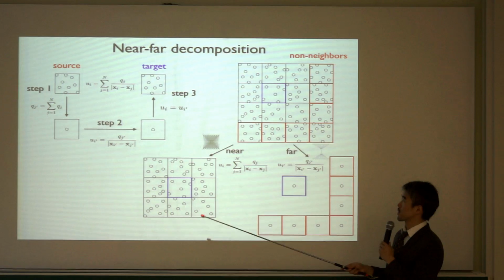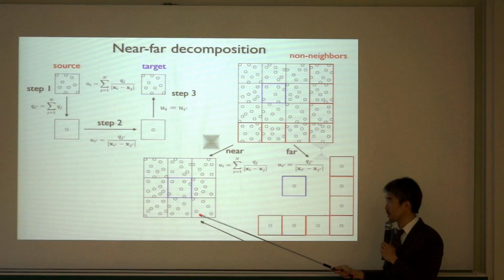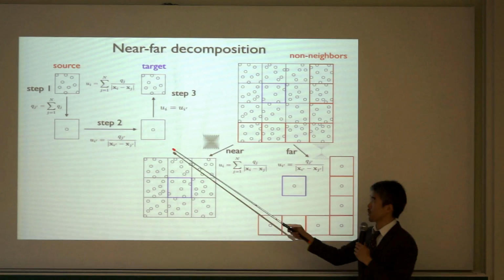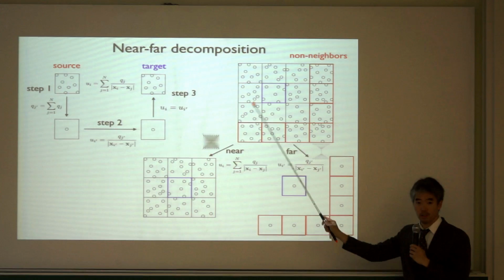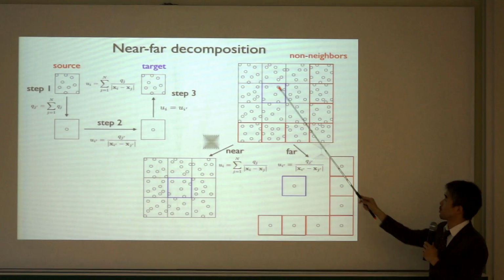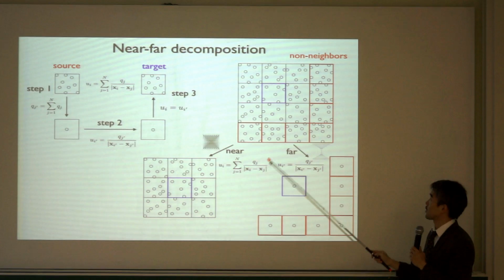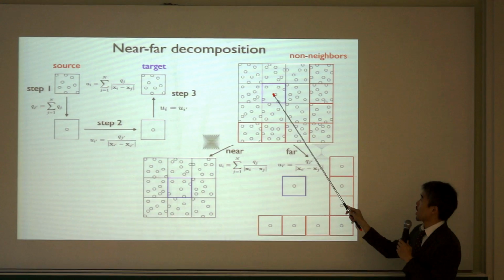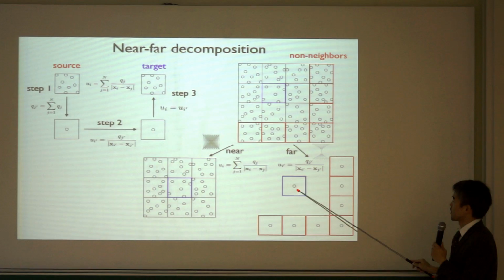So this is step two, near-far decomposition. In the hands-on session, after we finish this one, we will try to code this thing. What you need to do is divide the domain into these small boxes, and then figure out how to calculate which box against which box.